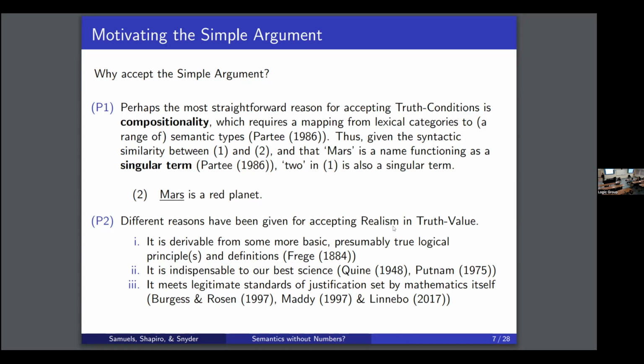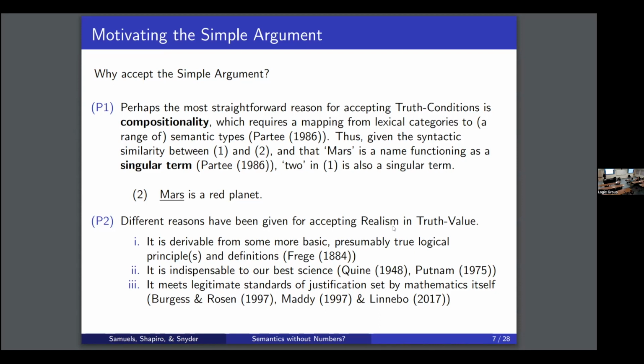The second premise: there are different reasons for thinking that 2 is an even number is true. At least 3 kinds of arguments have been given in the philosophy of mathematics. One is very familiar, it comes from Frege. Mathematical claims are true in virtue of being derivable from some presumably true logical principle or principles and suitable definitions. So this is known as logicism in the philosophy of mathematics. That's a logicist justification for the second premise.